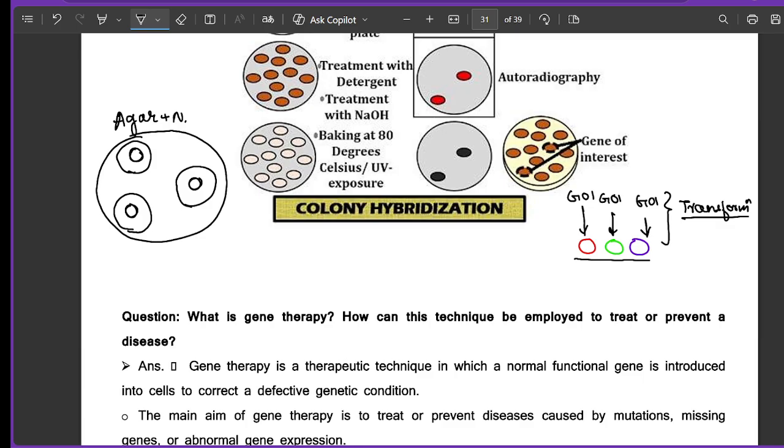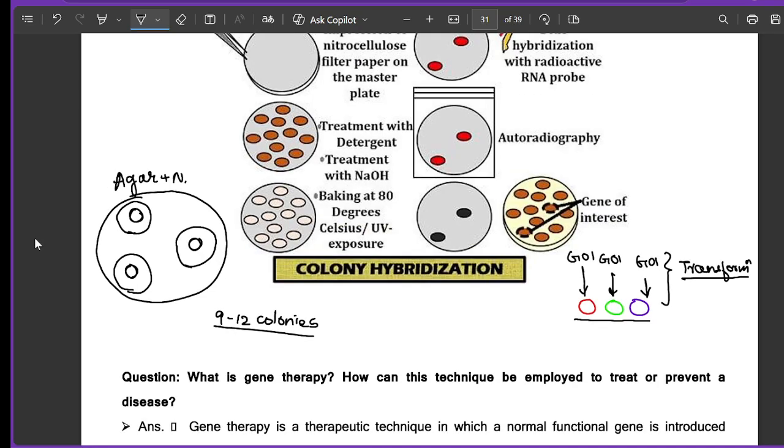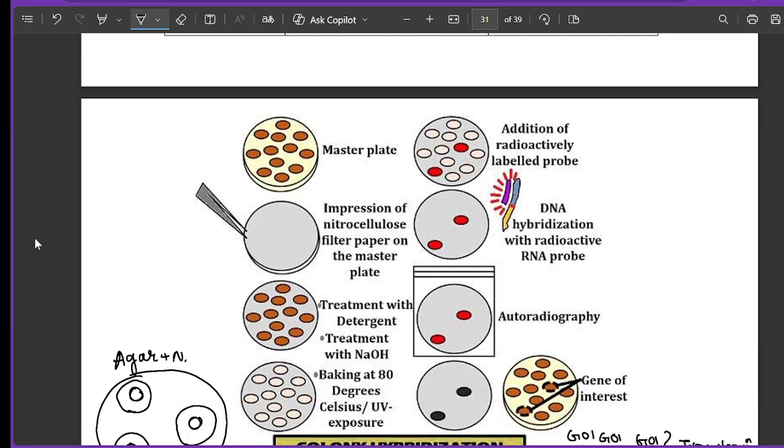Once they have sufficiently grown, approximately 9 to 12 colonies or even more, you should ensure that they have a good amount of distance between them so that intermixing doesn't happen. Some of the colonies will have the foreign DNA, while the others would not have taken it up. Now upon this master plate, you will put a nitrocellulose membrane and gently press it, so that some cells from these colonies come onto the nitrocellulose paper.